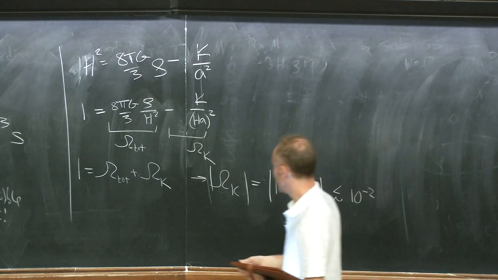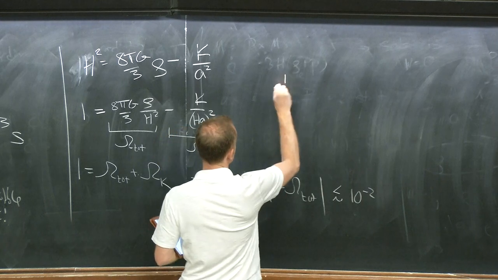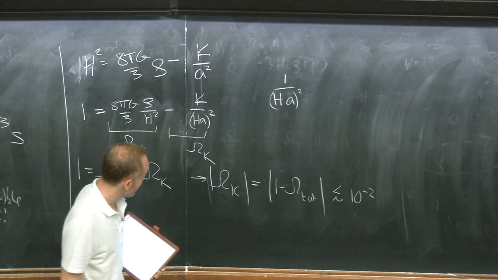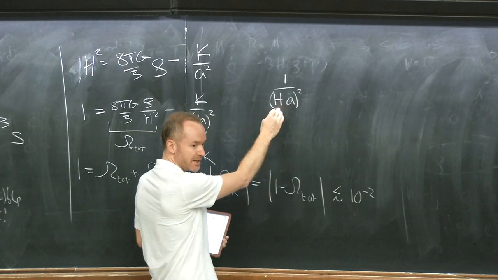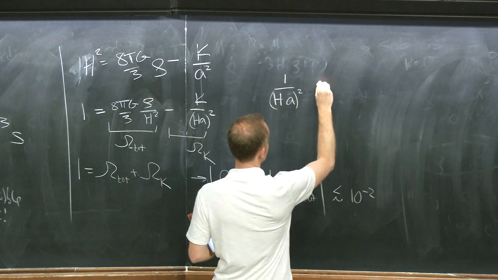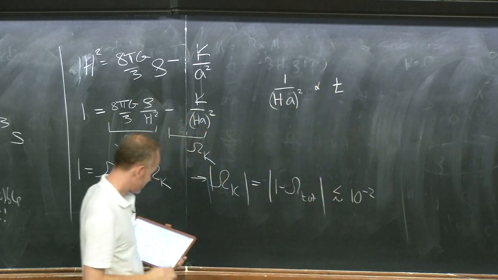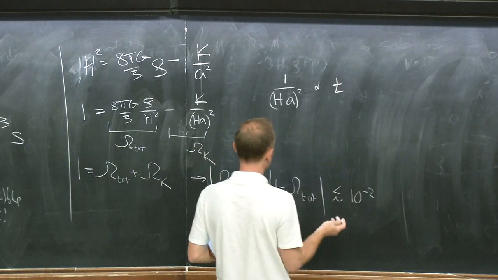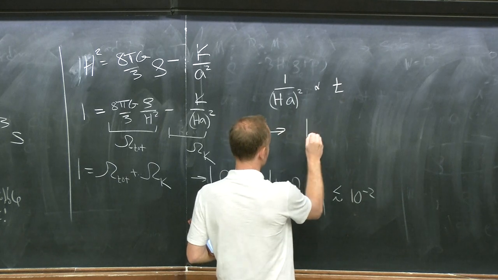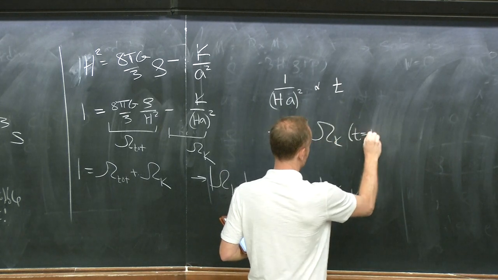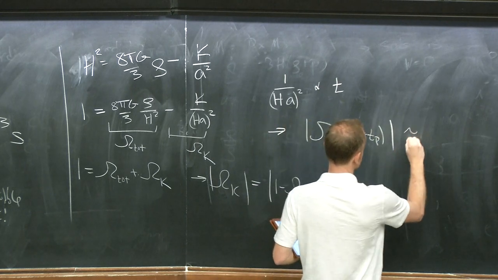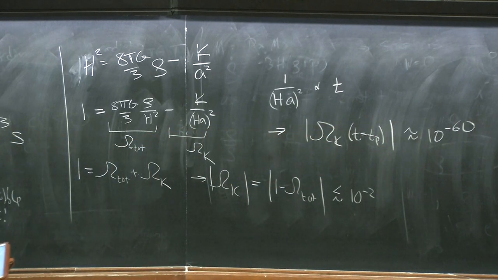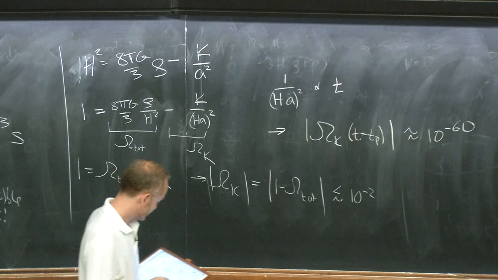So what happens to omega k? Well, it scales like 1 over (aH) squared. For radiation domination, a is t to the 1/2 and H is 1 over t, so this goes as t. So if I go back and evaluate omega k at t equals t Planck, it's about 10 to the minus 60, which is certainly a small number.